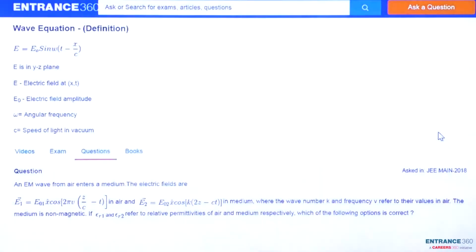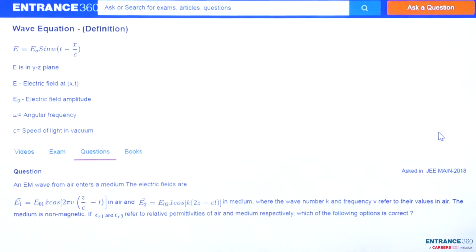Hi everyone, let's discuss a question from the chapter Electromagnetic Waves, which was asked in JEE Main 2018. Two waves are given: E1 equal to E0 cos 2 pi nu (z by c minus t) in air, and E2 equal to E0 cos k (2z minus ct) in some medium, where the wave number is k and the frequency is nu.